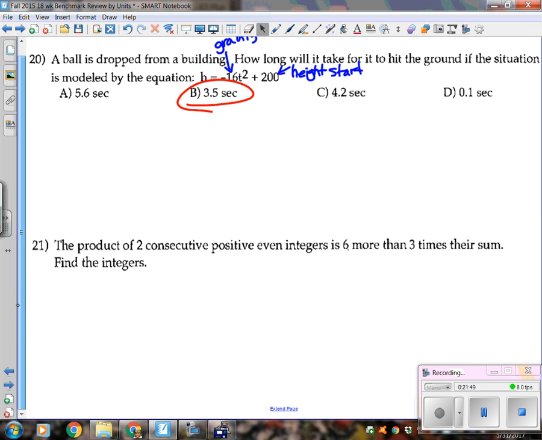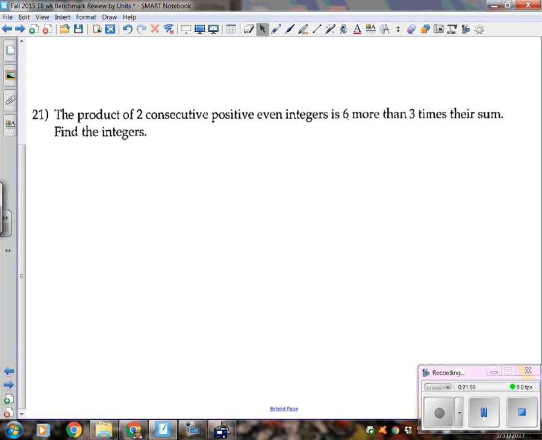All right, 21. The product of 2 consecutive even integers. These are the product problems that we've been working. So it's in our applications chapter. You saw them in Math 1. You're seeing them again in Math 2. We're going to go phrase by phrase, and we're going to write our equation.